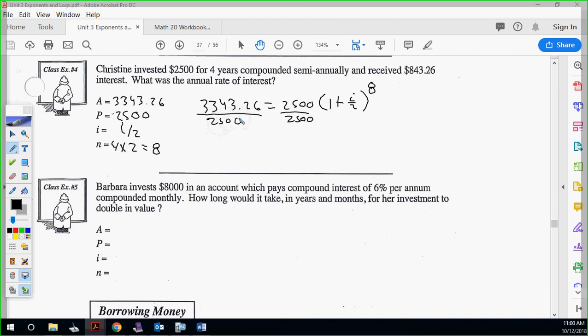Okay, so you divide by 2,500. You can leave it like that, or you can get the decimal. It doesn't matter. But we do have an 8 here. So a lot of people are like, oh, let's log both sides. But we don't have to, because we know what to do with an 8, right? Well, how would you get rid of something to the 8th power? 8th root, right? So you still just take the 8th root.